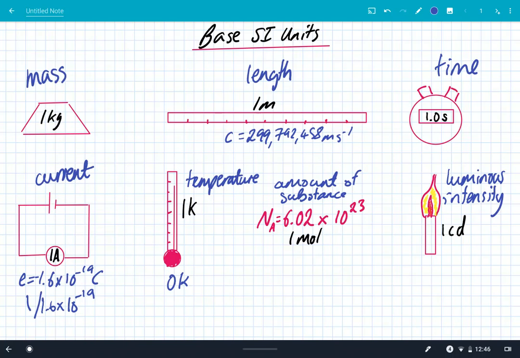So there we have it, the 7 base SI units. Mass is measured in kilograms, length in meters, time in seconds, current in amps, temperature is measured in Kelvin, amount of substance in moles, and luminous intensity in candela.